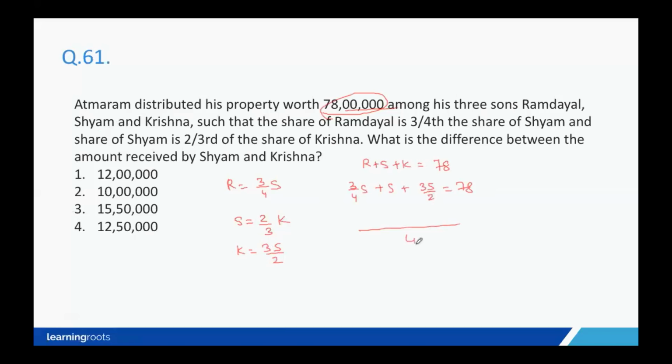Just solving for this, this is 3s plus 4s plus 6s over 4, so this becomes 13s/4 is 78. 13s/4 is 78, so S is equal to 24 lakh. How much will K be equal to? 3 into 24/2, which becomes 36. So S is 24, K is 36.